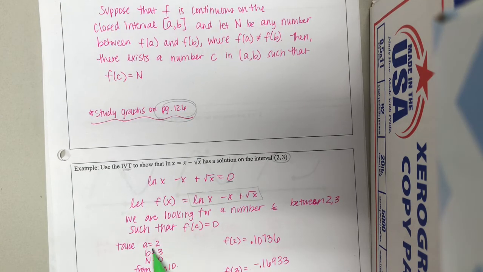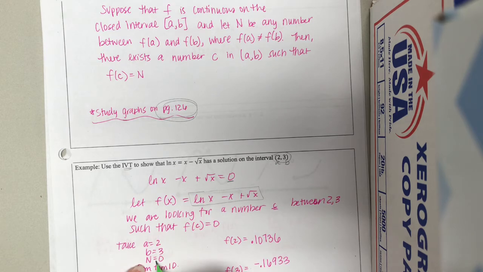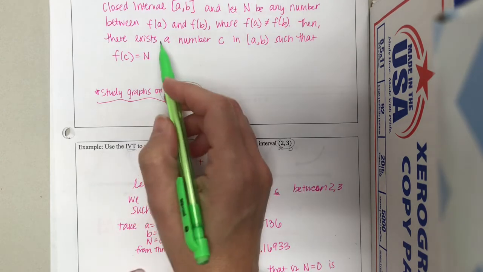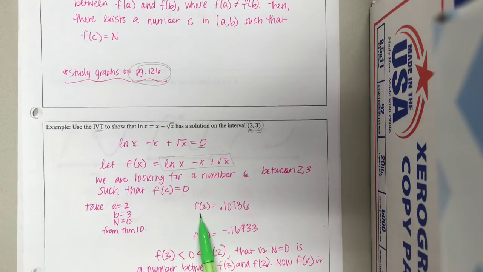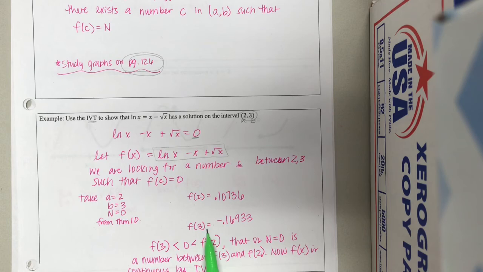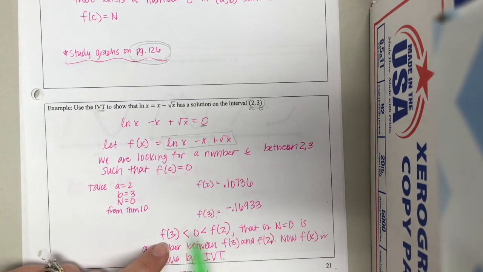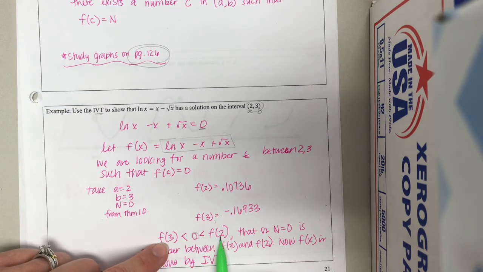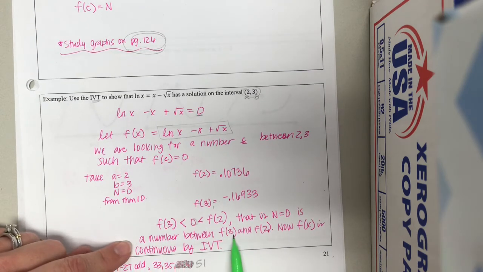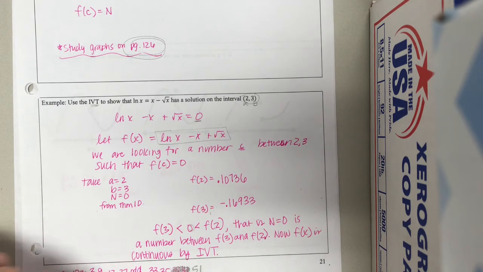So I'm going to take a as 2 because that's this interval number. This is your a and this is your b. B is 3 and my n is 0. And then from this theorem up here, from theorem 10, I find the value of f of 2. I find the value of f of 3, and notice intermediate, 0, my n, is in between f of 3 and f of 2. It's a number between f of 3 and f of 2. Now f of x is continuous by the IVT theorem.